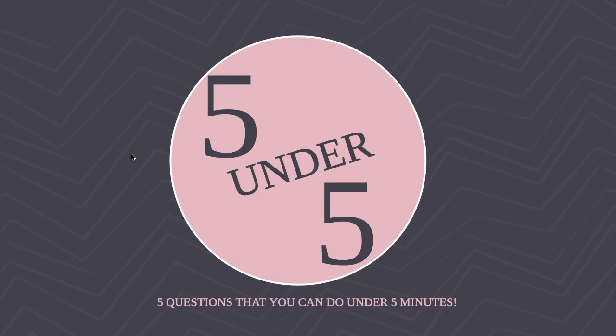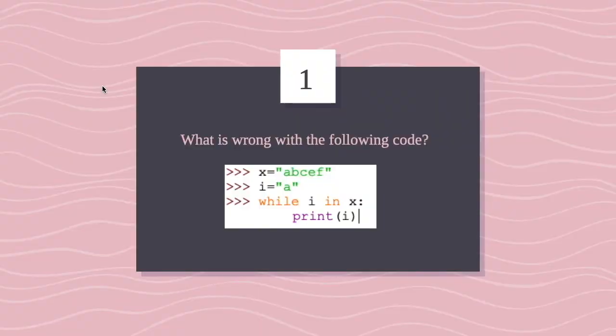We have reached the last segment. Congratulations everyone, and this is called the 5 under 5. 5 quick questions that you can finish in under 5 minutes. So let's start. Here's the first question. What's wrong with the following code? I want you to pause the video, think about it before I reveal the answer. I'll count down for the next 10 seconds. I'll start now.